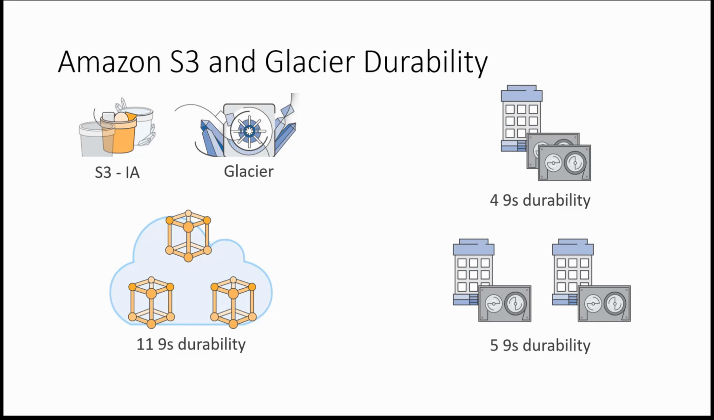So if at any time a site goes away for some reason, the data can always be accessible via the data in the remaining 2 sites or 2 availability zones. So that's kind of an availability aspect.